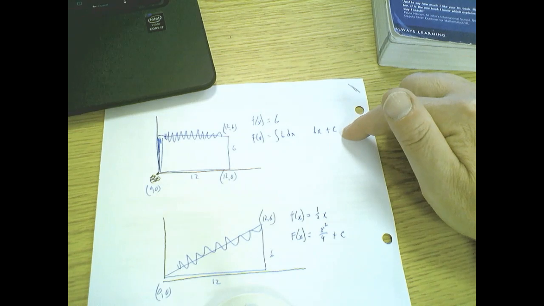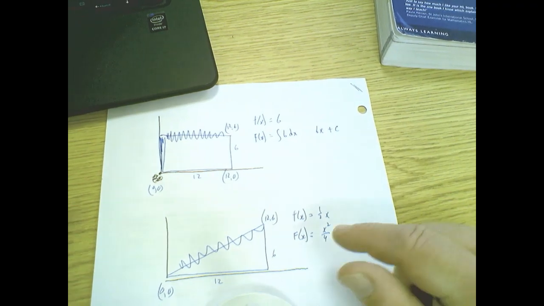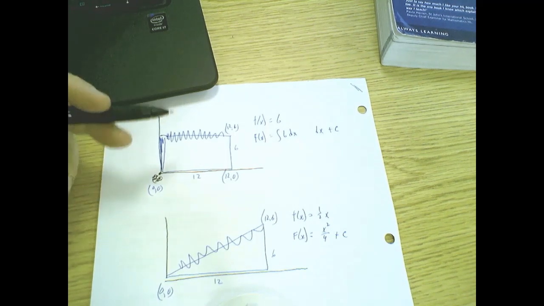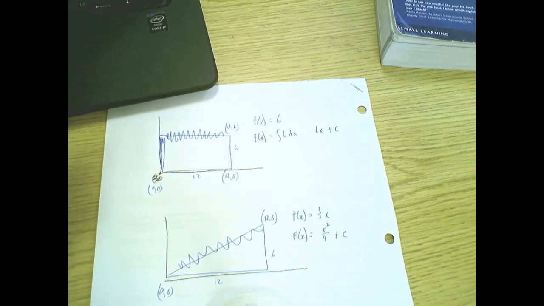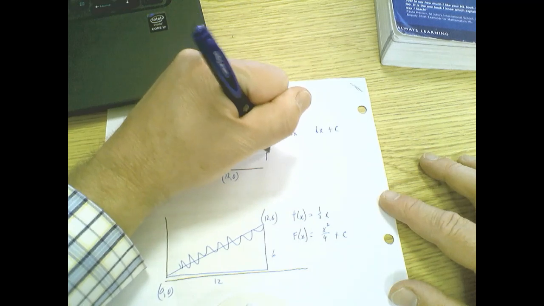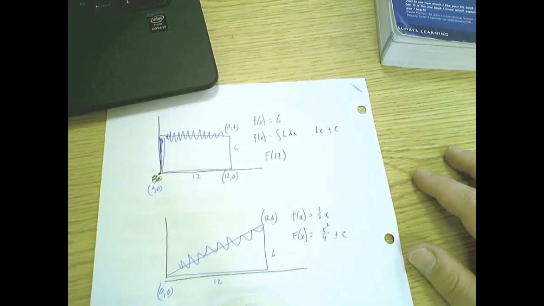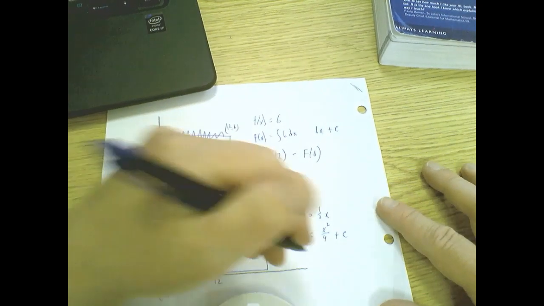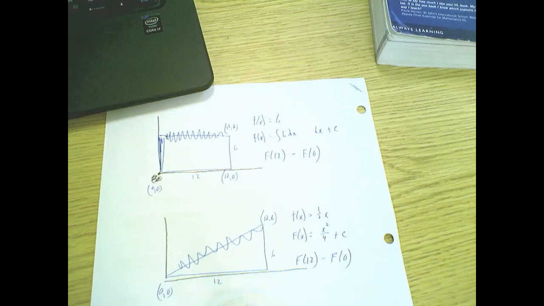So now I have two antiderivatives, 6x plus c and x squared over 4 plus c, antiderivatives for these two nice little functions that are part of my geometric shape. And what I asked you to do next in the notes is the following: evaluate capital F of 12 and capital F of 0 for both of these antiderivatives and tell me what you get.